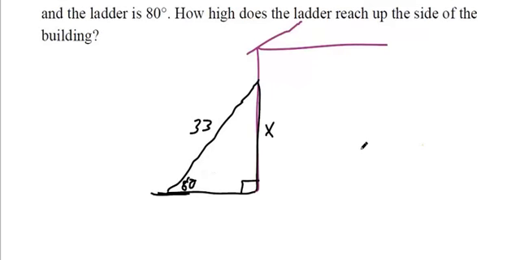That's the sine function. Okay, sine of angle 80 is always what's opposite of that angle that you're talking about. So x in this case, divided by the hypotenuse of the triangle. So that's why I pick sine.